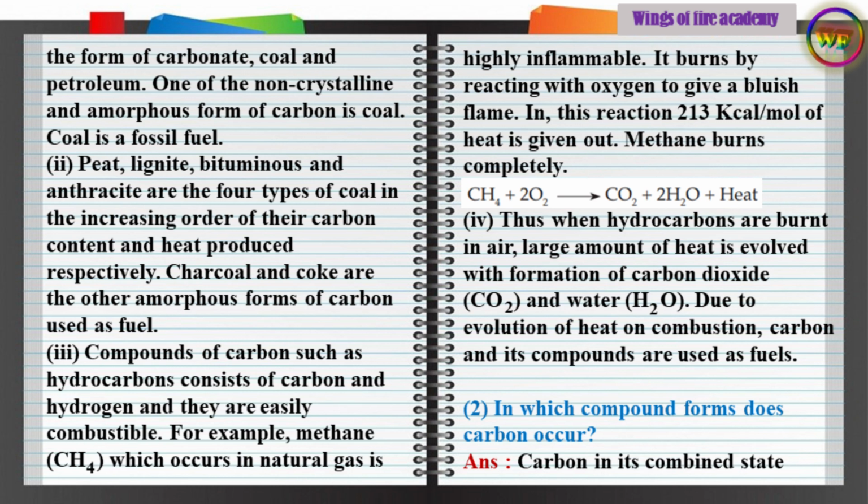3. Compounds of carbon such as hydrocarbons consist of carbon and hydrogen and they are easily combustible. For example, methane, CH4, which occurs in natural gas, is highly inflammable. It burns by reacting with oxygen to give a bluish flame. In this reaction 213 kcal of heat is given out.